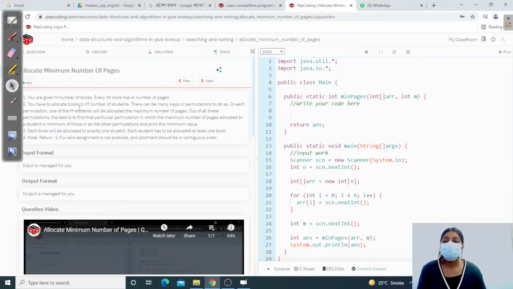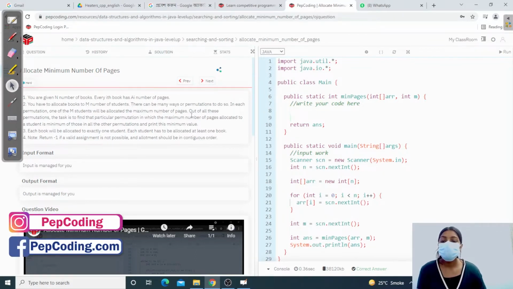Okay. So first of all, we will be given n number of books, and every ith element in our array of size n represents the number of pages in that particular book. Okay. So we have to allocate books to m number of students. We have n number of books and we have to allocate them among m number of students.